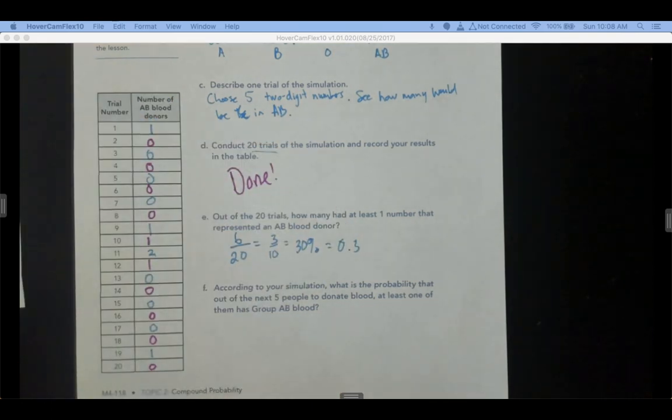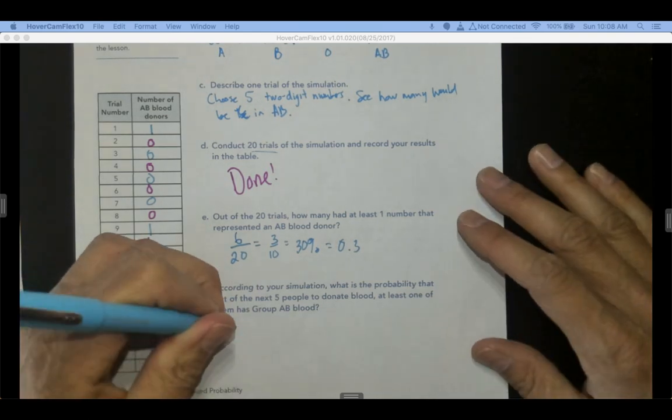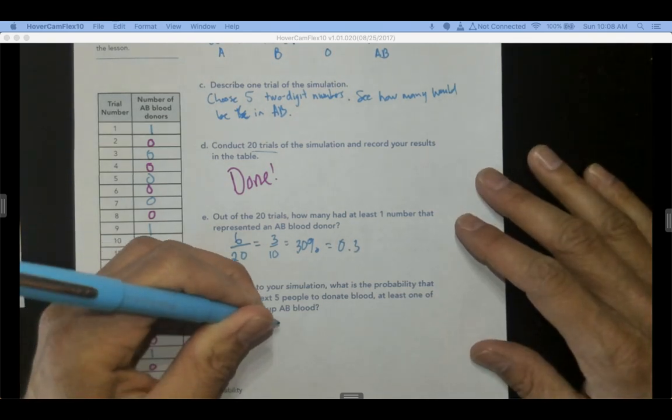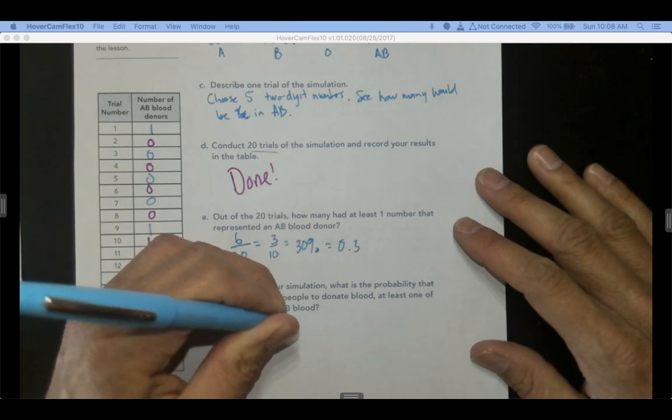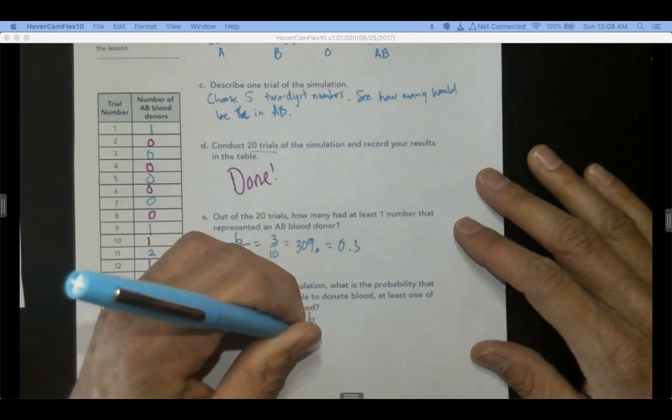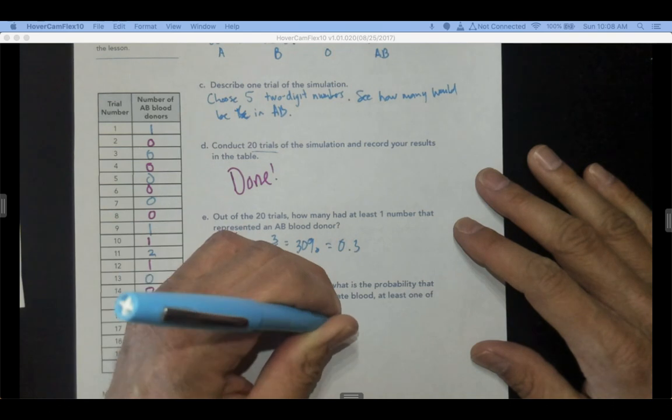According to your simulation, what is the probability that out of the next 5 people to donate blood, at least one of them has group AB blood? So in our experiment, it was 30% or 3 out of 10 or 6 out of 20 or 0.3.